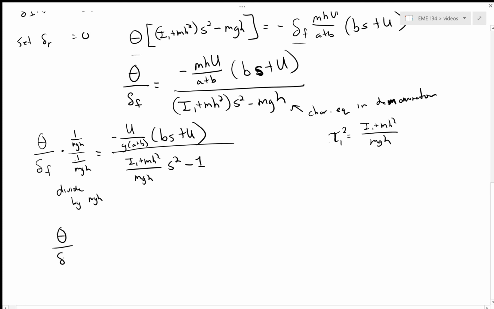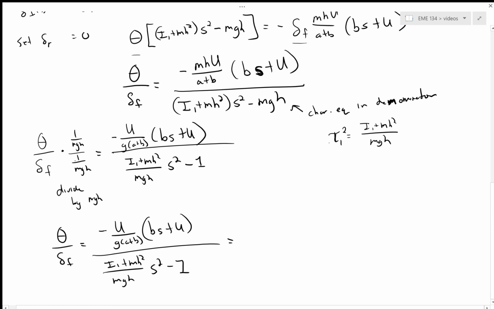So delta f equals, let's just rewrite that so we can see it, g a plus b bs plus u, and then I1 plus mh squared over mgh s squared minus 1. Okay, so we see that we have the tau 1 squared in the numerator now, which is the coefficient to s squared. So I'll be able to replace that. In the top, I want to also have something times s plus 1 in the parentheses. If I pull the u out of the parentheses, I can write u squared over g a plus b, b u s plus 1.